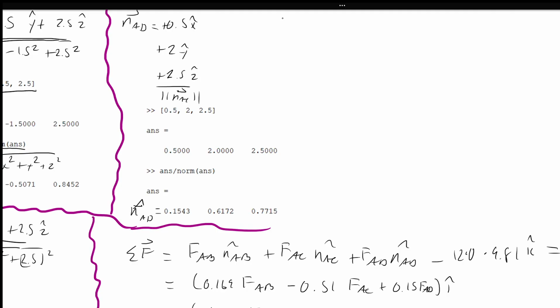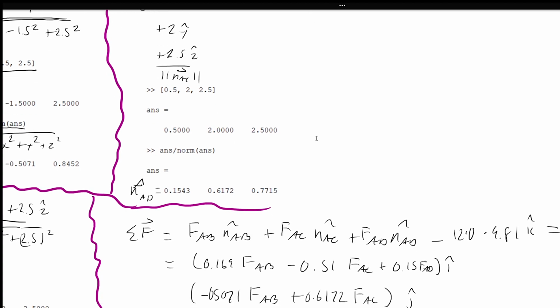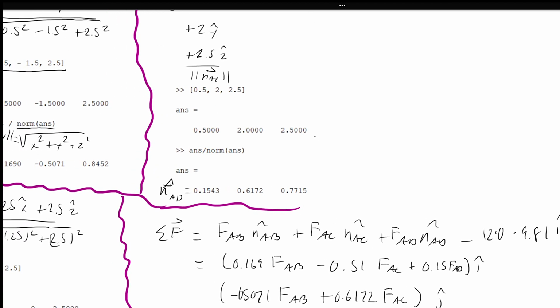Alright, finally, we have, look at some of our k-hats. So 0.8452 in the AB, 0.8575 in the AC, plus 0.7715 in the AD. And then finally minus 120 times 9.81 k-hat. And that's all equal to 0.